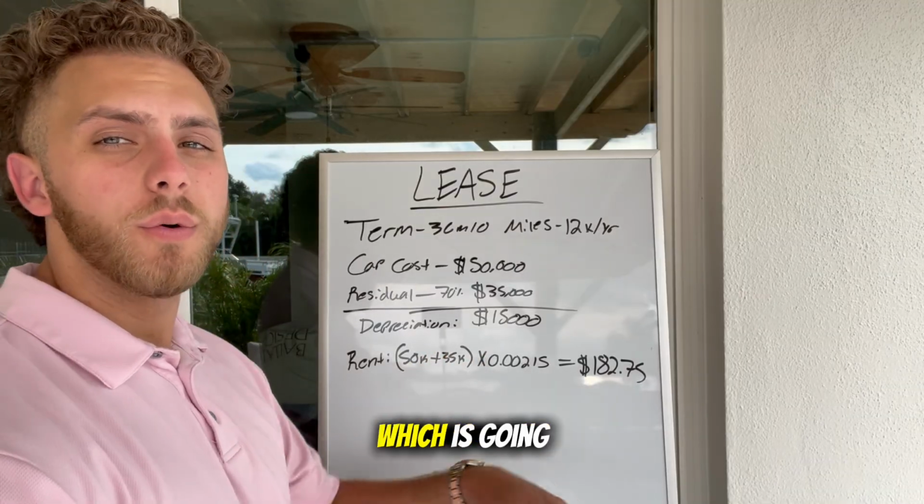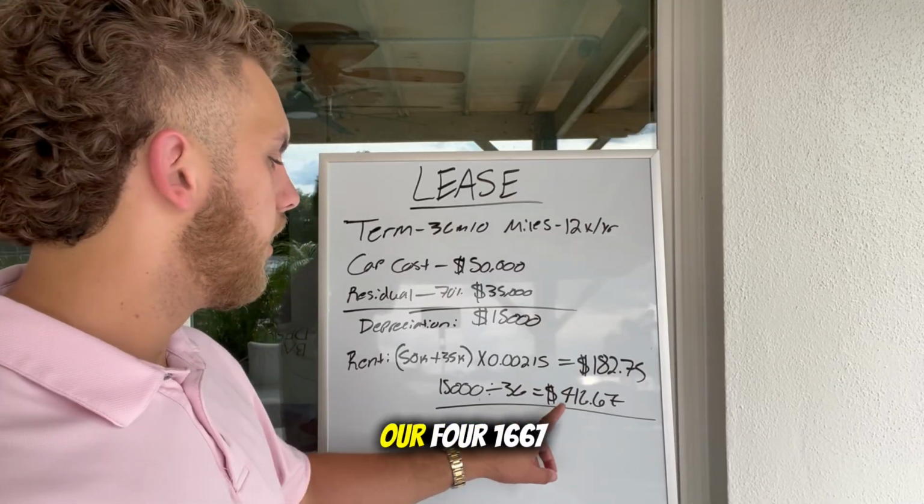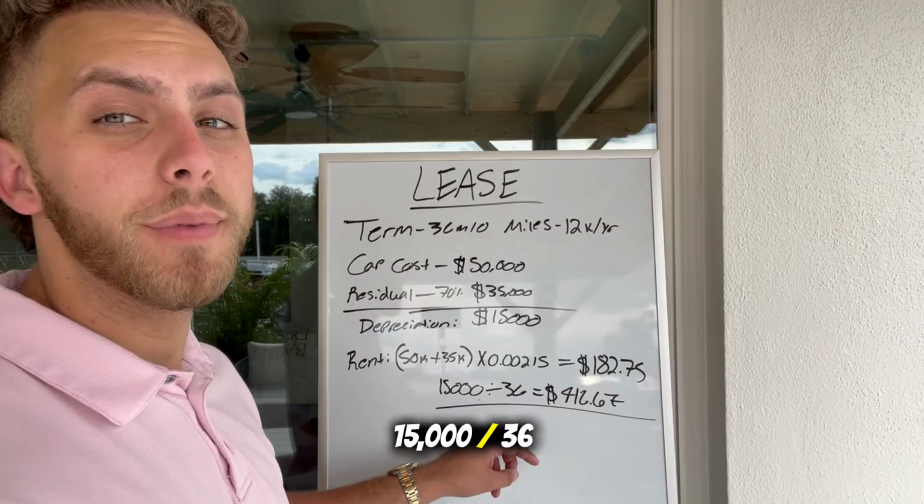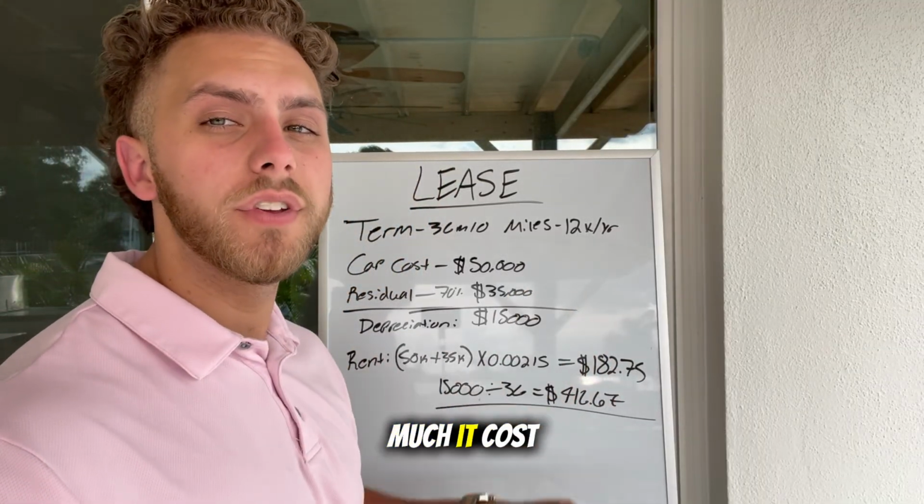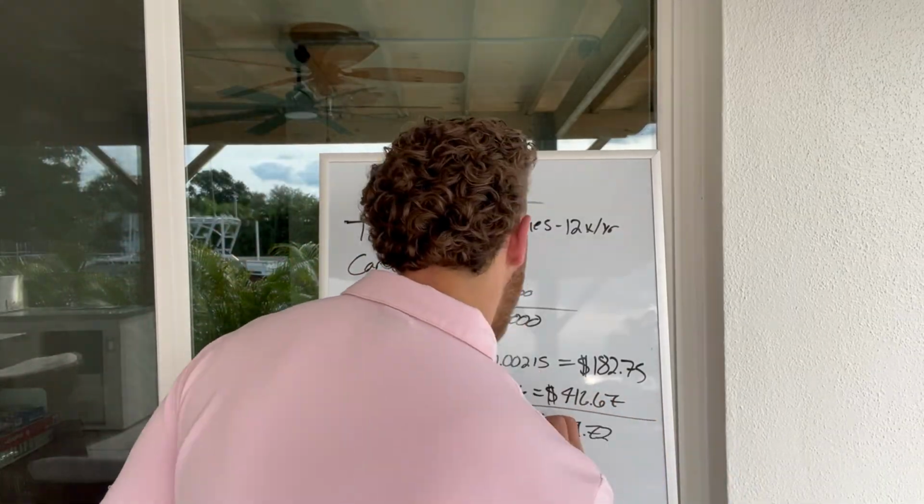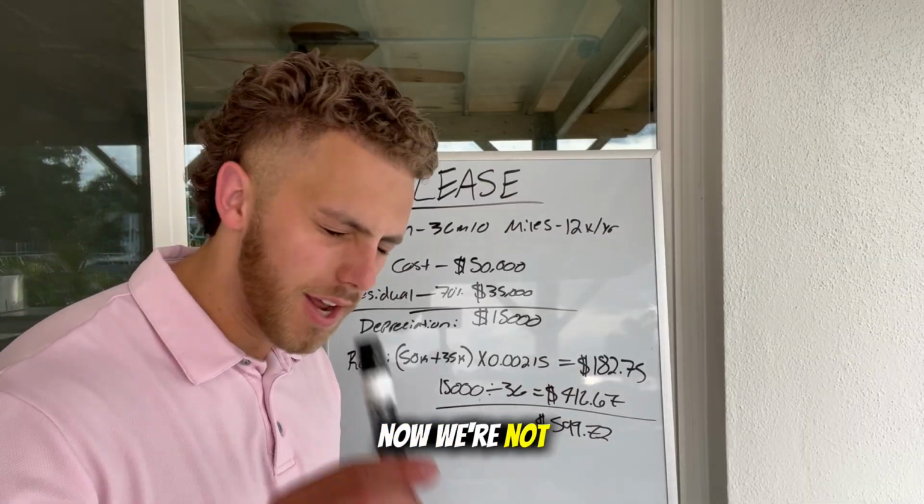Now, the next thing that we have to do is take our depreciation, and we're going to divide that by 36 months, which is going to give us our base payment. So we take our $416.67, which is our depreciation, 15,000 divided by 36 months, and we add in our rent charge, which is how much it cost us to borrow the money, which will give us a total of $599.72.